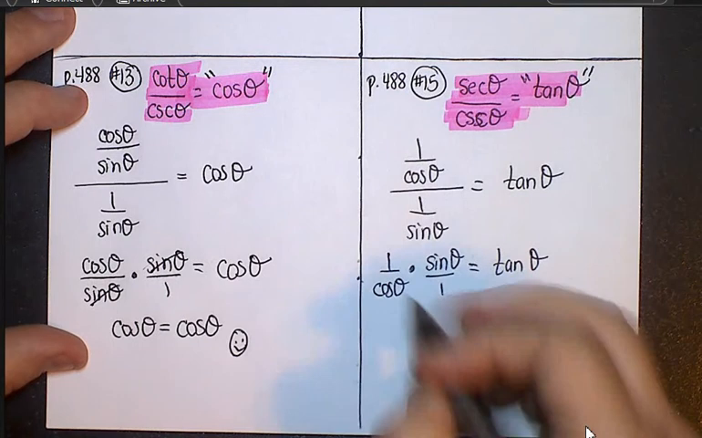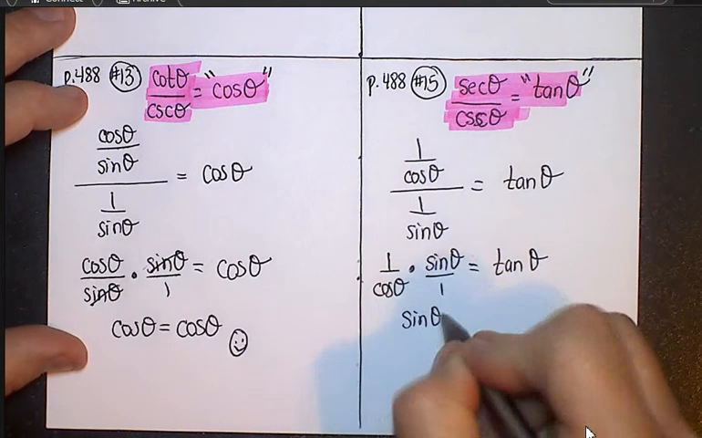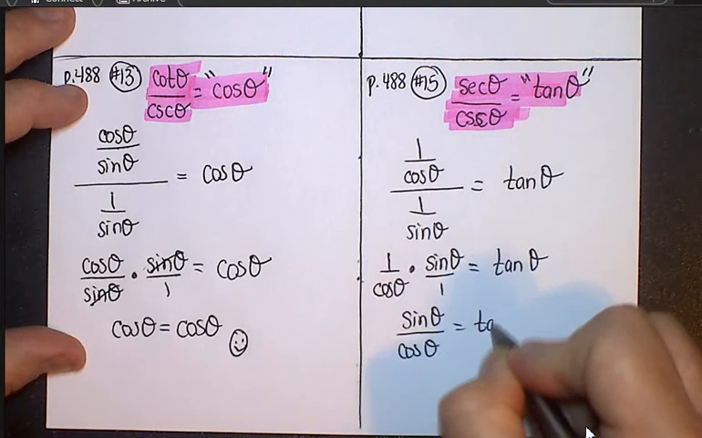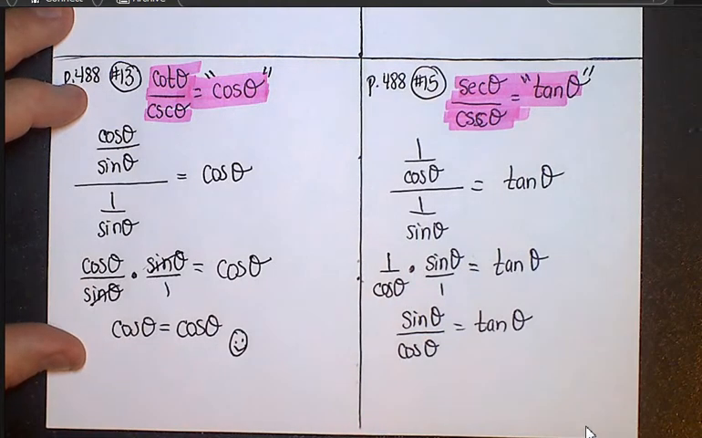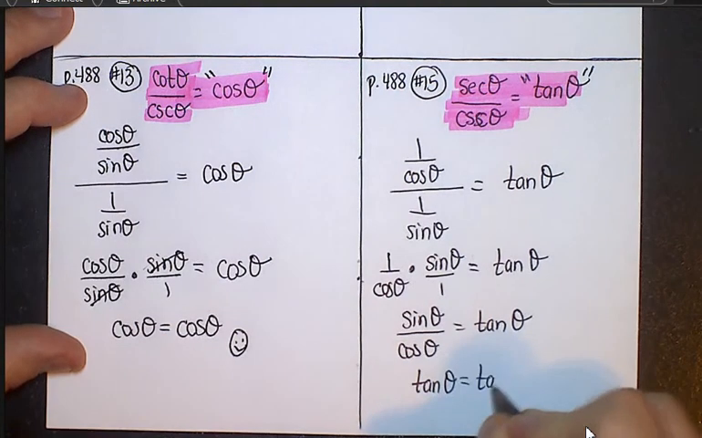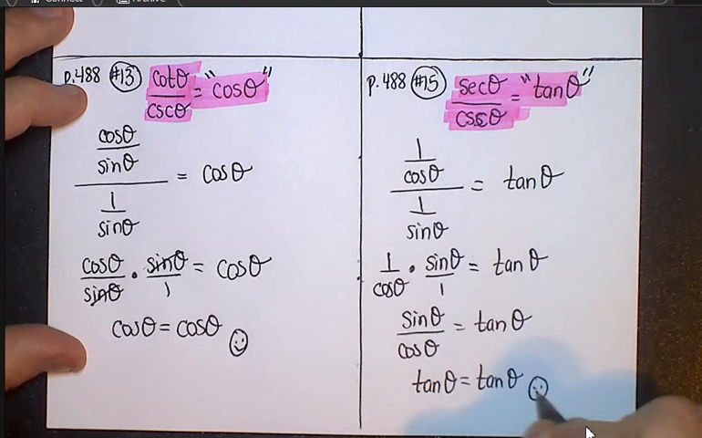Doing the multiplication, that's going to be sine times 1, which is sine, and cosine times 1, which is cosine, and that's supposed to equal tangent theta. Sine over cosine we know is tangent of theta, and once again, proven.